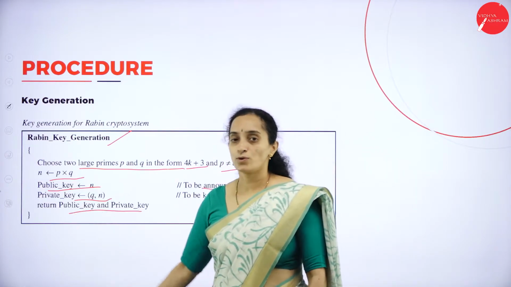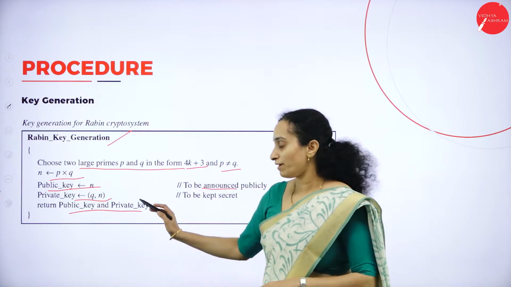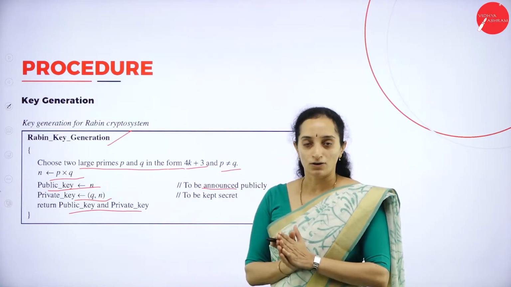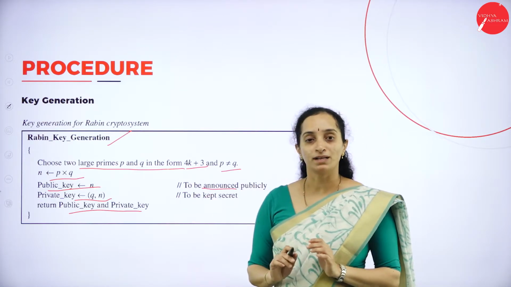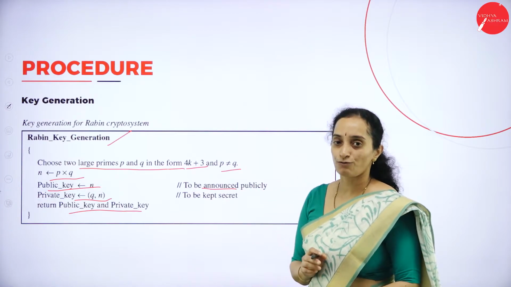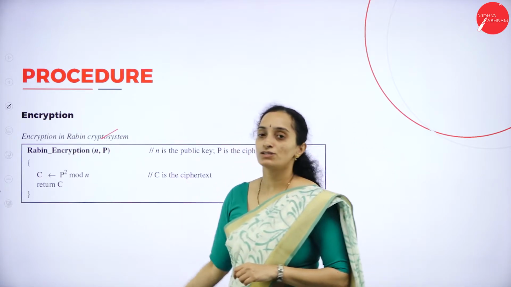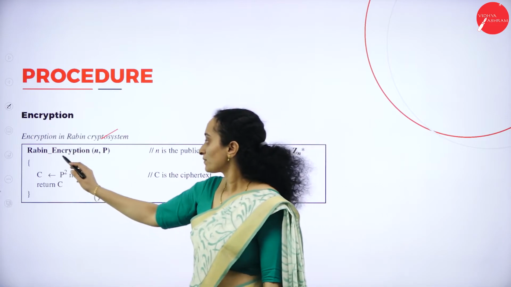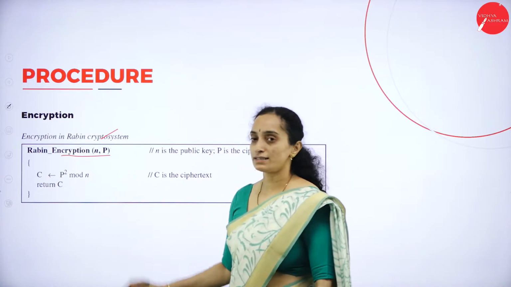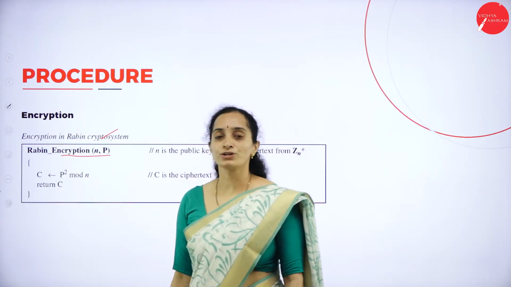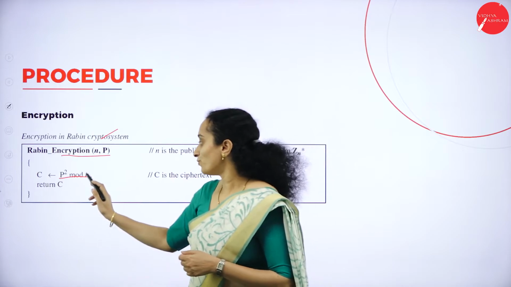We return both the public key and private key to the main function, where the private key is kept by the receiver itself, and the public key is announced publicly and reaches the sender of the message. Then we have the encryption function, which shows how it is going to encrypt the text. We have the encryption pseudocode with the total number of characters n and the plain text. We get the ciphertext by applying the expression P to the power of 2 mod n.